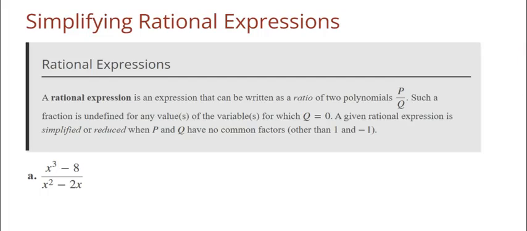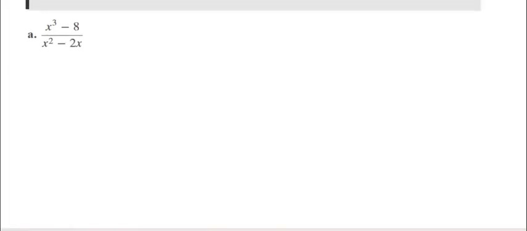So let's look at this first one here, and then we'll go through it. Notice rule number 1 is always go ahead and factor first. So we're going to factor. On this first one we've got a special case scenario, a difference of cubes, which is of the form a cubed minus b cubed. The formula for that is a minus b times a squared plus ab plus b squared.